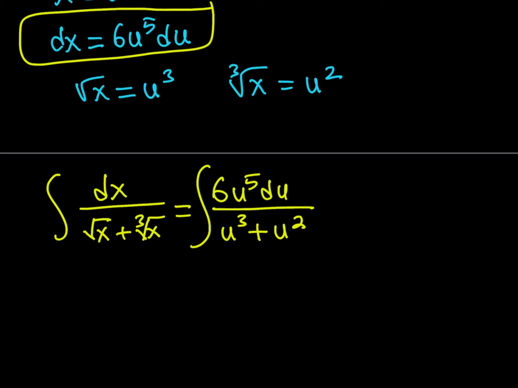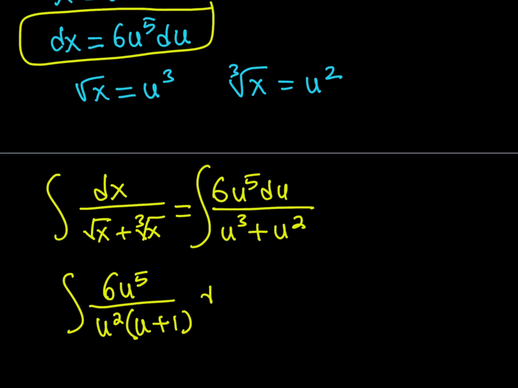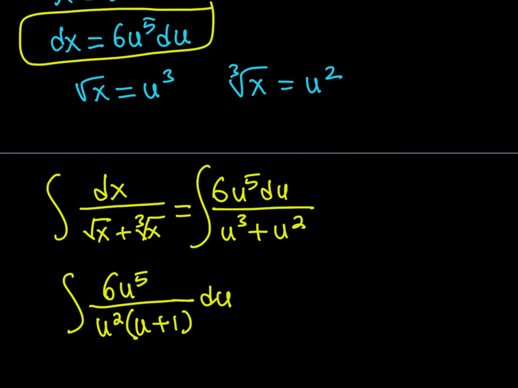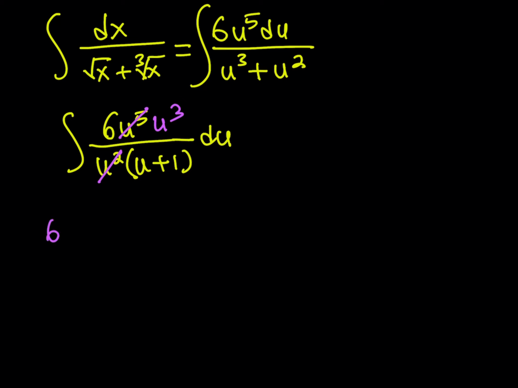Now, notice that here we can factor out u squared at the bottom. So let's go ahead and do that and write it like this. If we pull out a u squared, you're going to have u plus 1 left, right? And let's take the du outside. Okay, now I can definitely go ahead and cross cancel some stuff here. For example, u squared goes into u to the 5th u cubed times, and you can pull the 6 outside. So we have the following: 6 times the integral of u cubed over u plus 1 du.